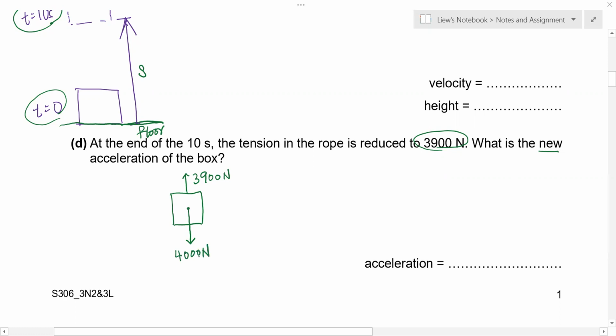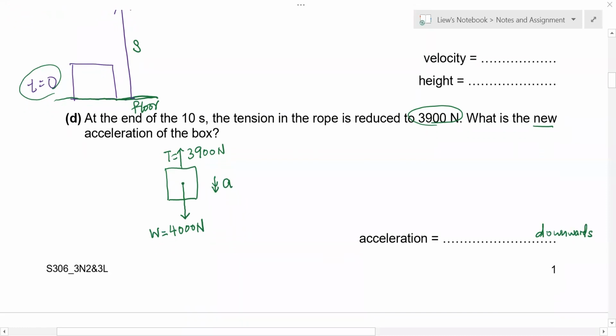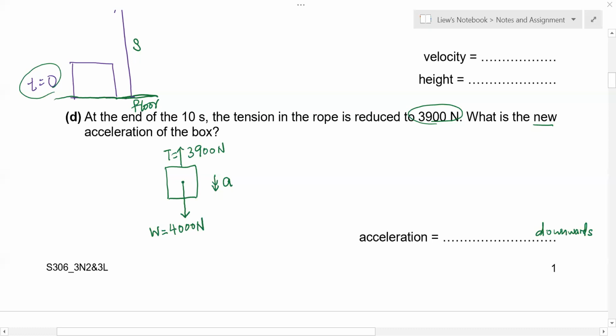Notice that in this case, the tension is actually smaller than the weight, right? So we will expect the net force and therefore acceleration to be in the downward direction. So again, apply your F net equals to ma and find out what the acceleration is. Take note that we expect the answer to be in the downwards direction, because the weight is of a larger magnitude than the tension.